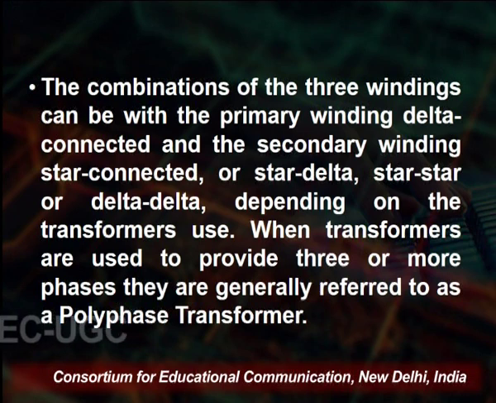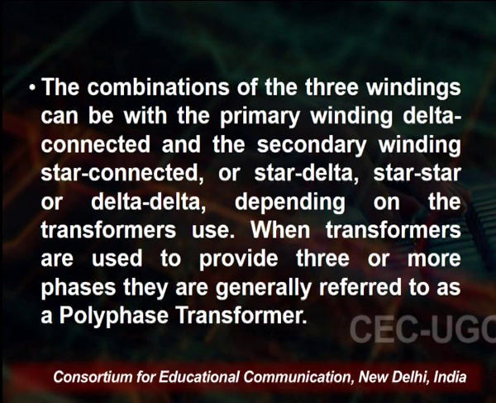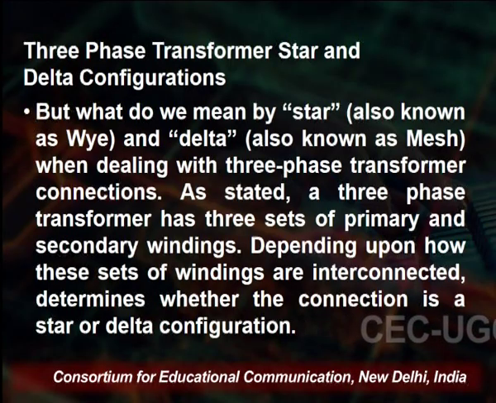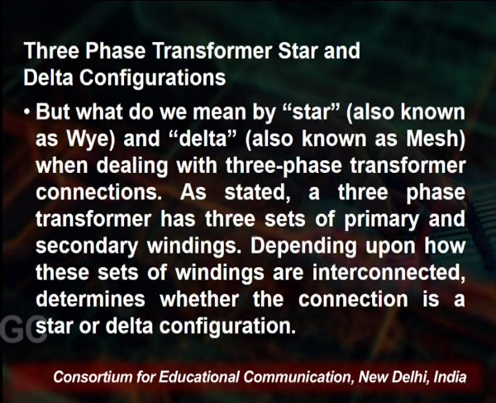When transformers are used to provide three or more phases, they are generally referred to as polyphase transformers. So, a polyphase transformer just uses three or more phases. Now, a three phase transformer having the star and delta configuration: star is drawn as a Y and delta as a mesh, when dealing with three phase transformer connections.